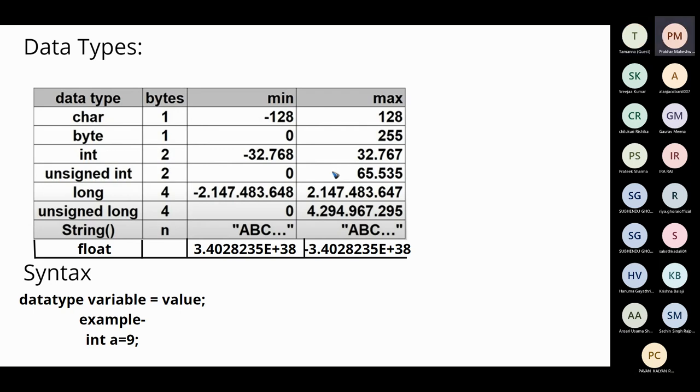This integer A is equals to 9. Example. Okay. So we have to store a value 9 inside A. 9 is an integer, so we'll use the data type int. Then the variable. And then we'll assign it a value. So now this is how we initialize variables.